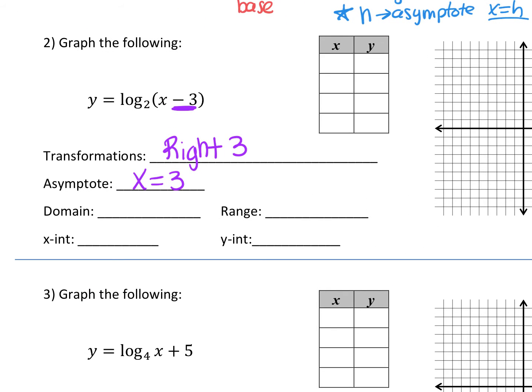All right, now I want to make a table of values. So again, here's my base of 2. I'm going to make an exponential table of values with 2 to the x power. 2 to the negative 1 power is 1/2, 2 to the 0 power is 1, 2 to the first power is 2. Now we're going to swap, so my x's are going to become my y's.